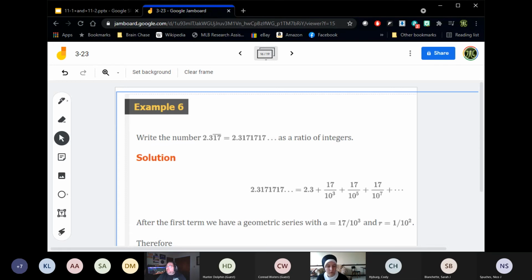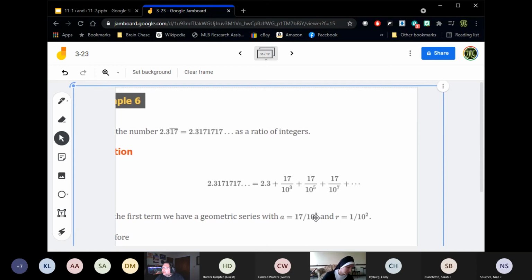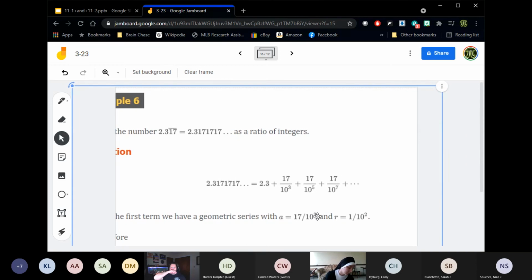So I do 2.3 17, or 17, and the 17 repeats itself. So we're looking at this. I want to write this as a set of fractions, because once I write it as a set of fractions, I can then write it as a geometric sequence and use that to figure out what the value is going to go to. So I have 2.3 plus 17/10 to the third, plus 17/10 to the fifth, plus 17/10 to the seventh, and so on and so forth.